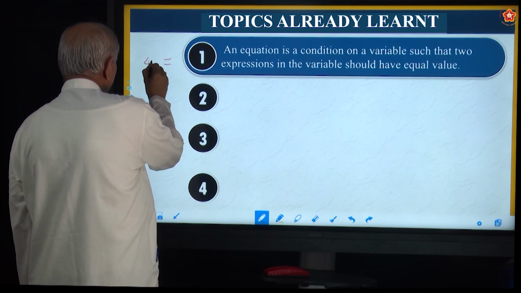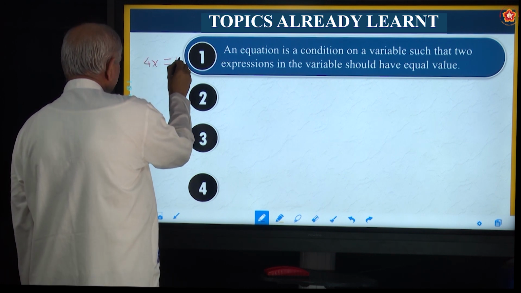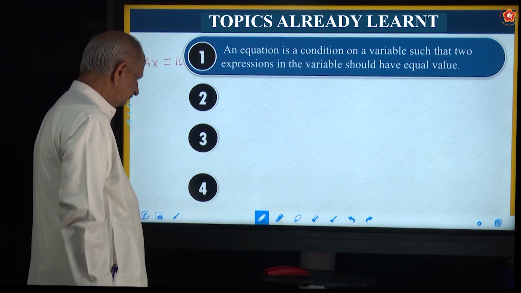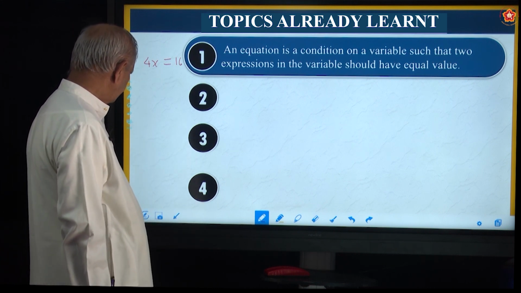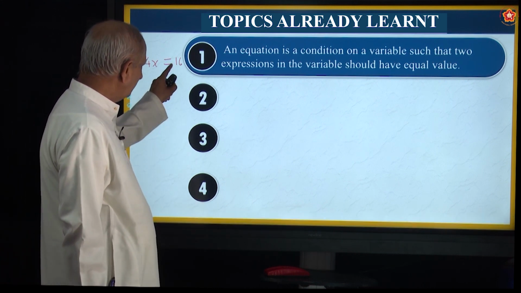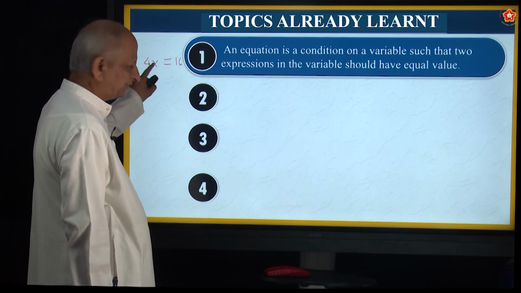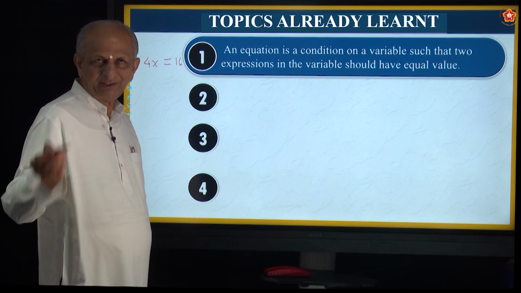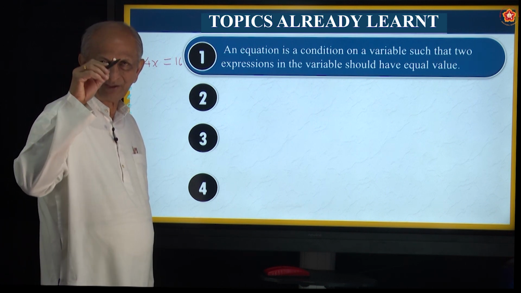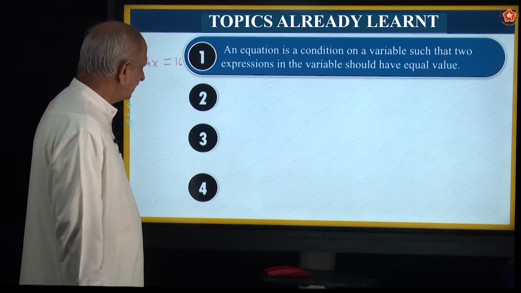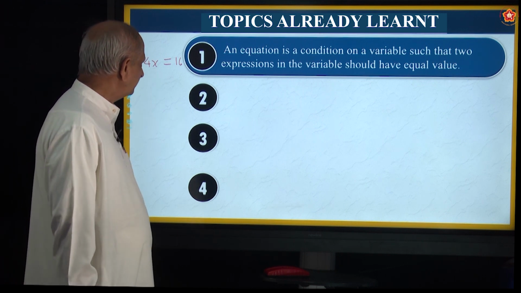For example, if you say 4x equal to 16, it is an equation because there is a sign equals here. So it is a condition. Here the variable is x. The condition is x is multiplied with the number 4. Therefore, it is called an equation.